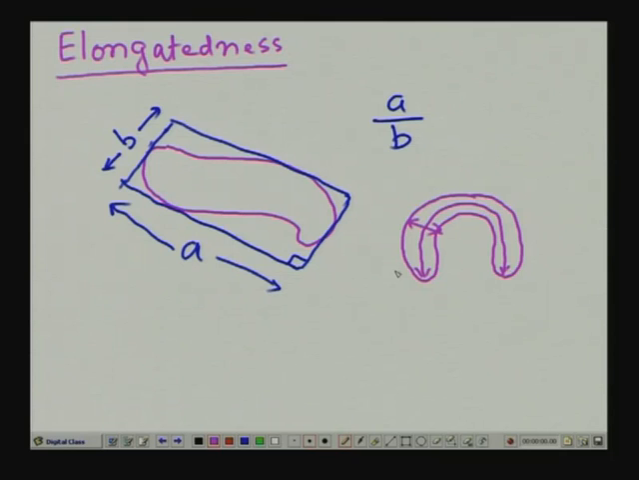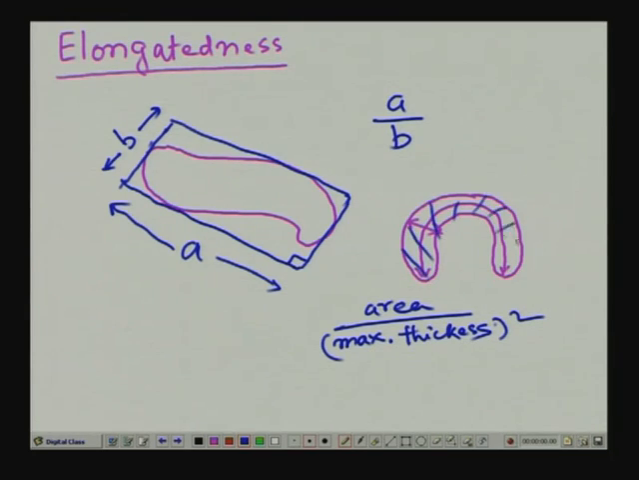So, one way of finding the elongatedness for such a curved region is like this. It is defined, for such curved regions, as area by maximum thickness square. So, I find out the area of this curved region, I find out the maximum thickness, and area divided by maximum thickness square gives me a measure of elongatedness for such a curved region.